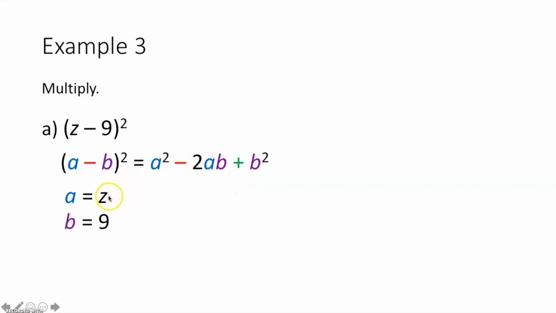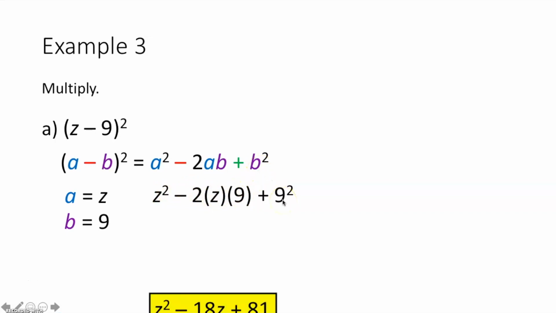Now what we can do is plug in. So we plug in z for a here and here. Plug in 9 for b here and here. Then we simplify. It looks like z squared is already simplified. 2 times z times 9. Well, the 9 times the 2 becomes 18, so it becomes minus 18z. And then lastly, 9 squared gives you 81.